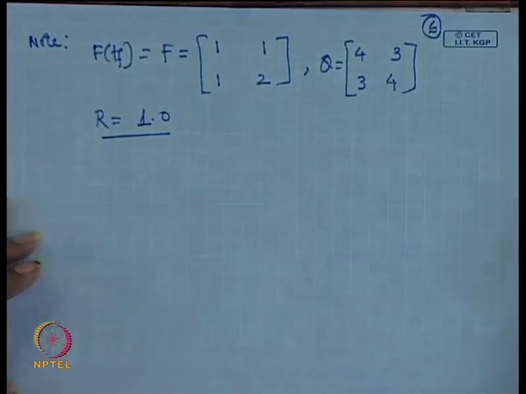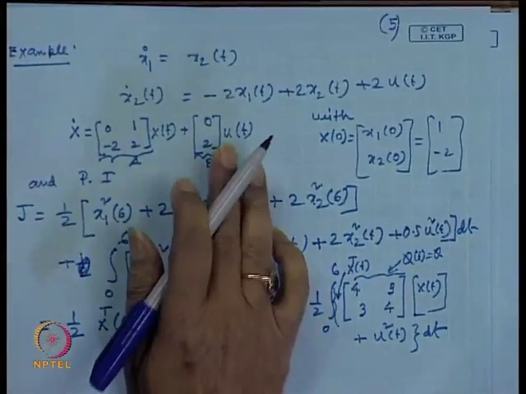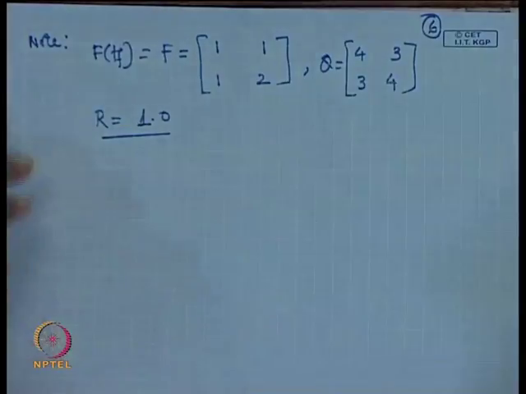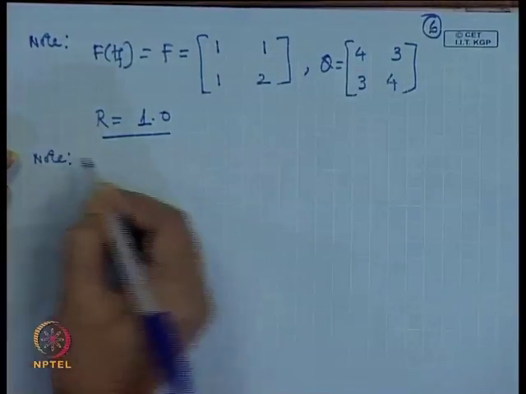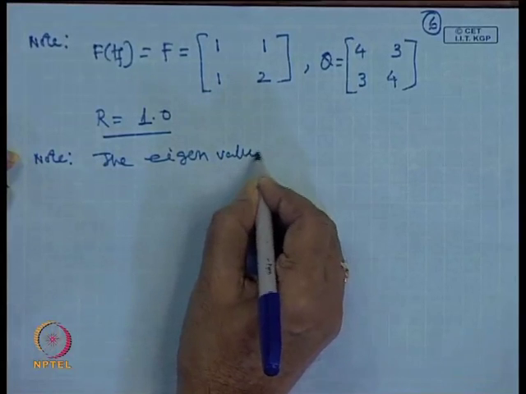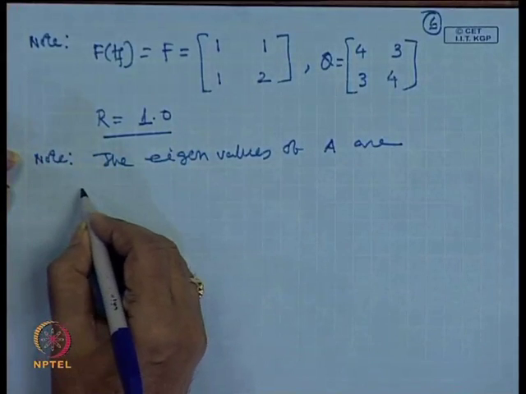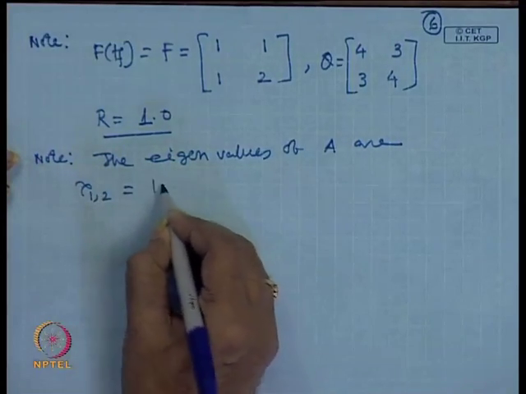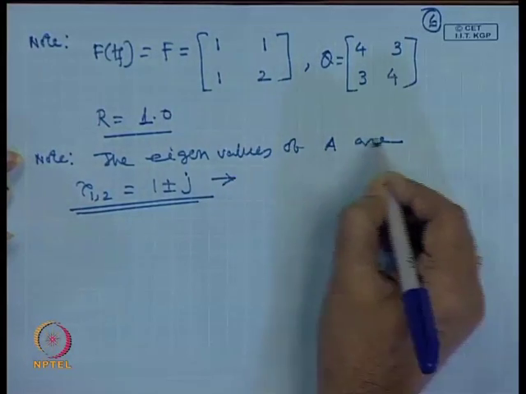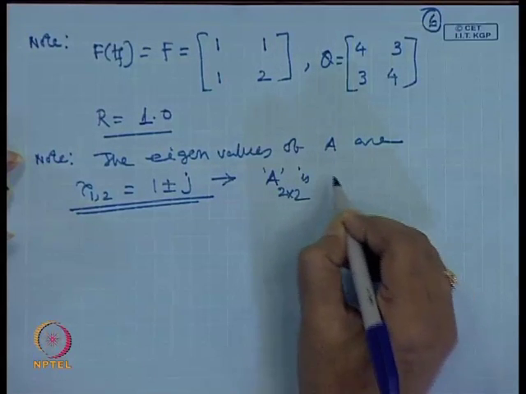And if you look at this expression, the open loop system, when no control effort is applied to the system, that A matrix is unstable. If you want to find the eigenvalues of the matrix A, you will find the eigenvalues are lambda 1, lambda 2 equal to 1 plus minus j. So, these are the open loop eigenvalues, and the matrix A, of dimension 2 by 2, is unstable.